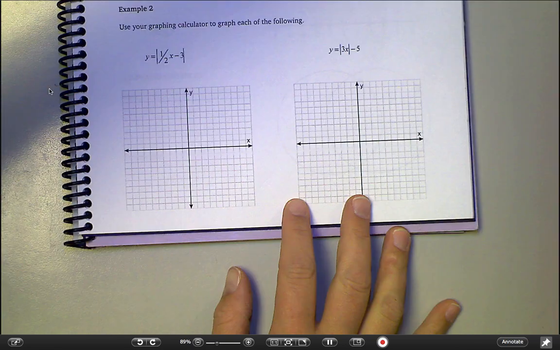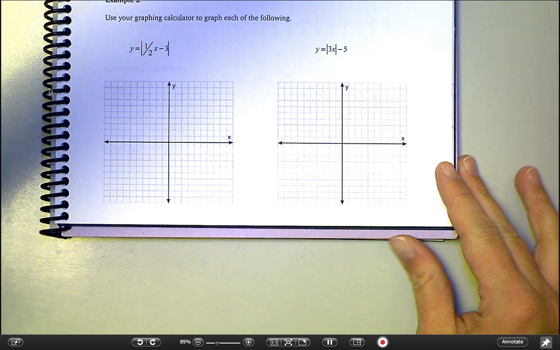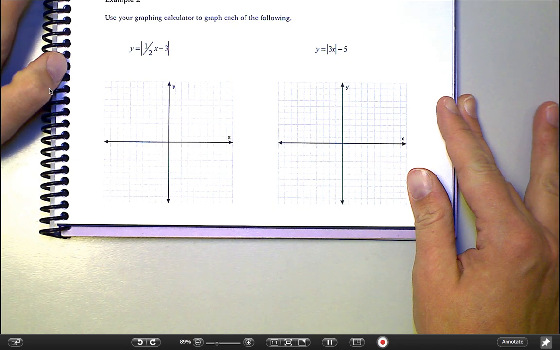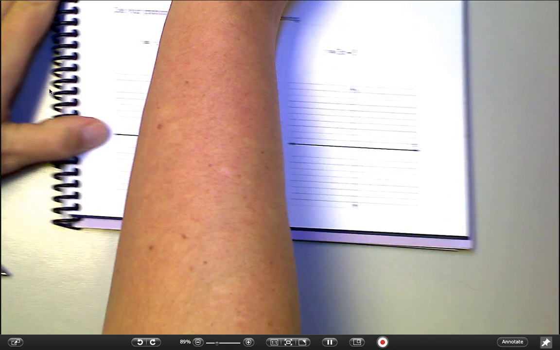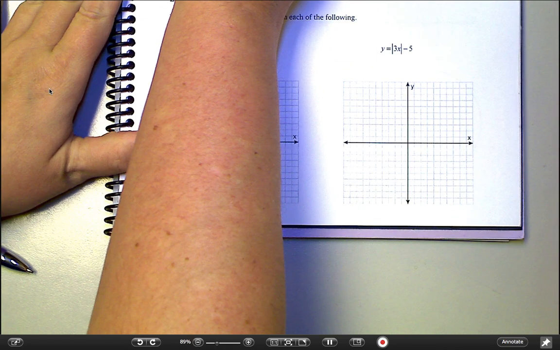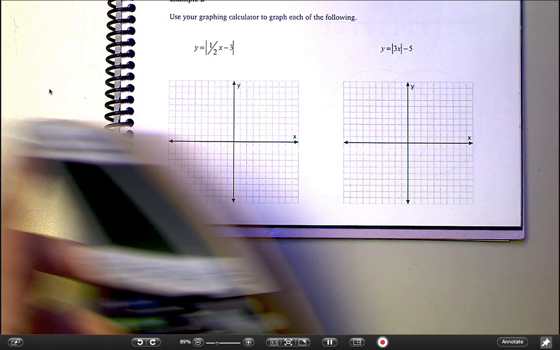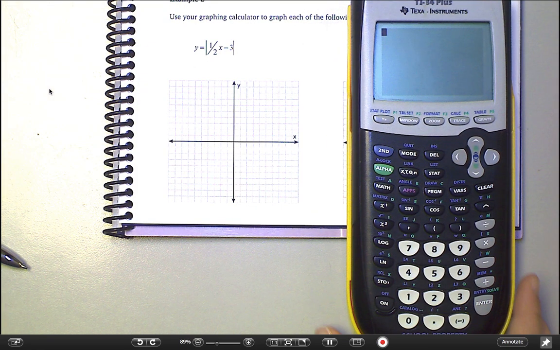Okay, so I'm going to show you how to graph these in your calculator, and then we're going to use the table function in our calculator to put the points on my paper here. Okay, and I'm just trying to think of a good way to space this out. I think this should work.